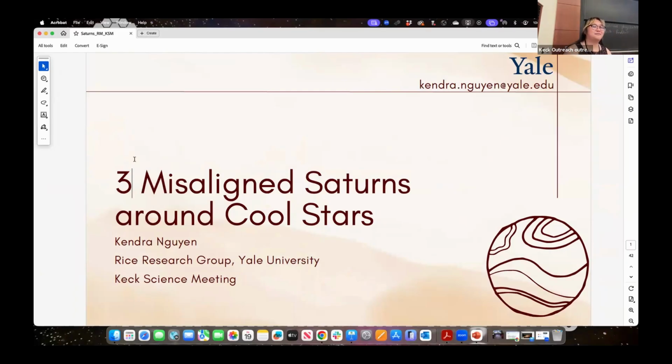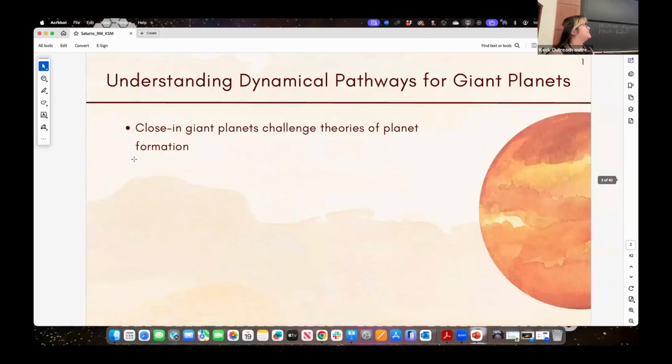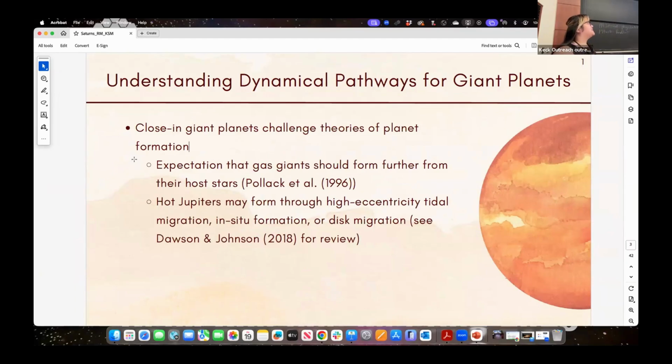I'm a graduate student at Yale, and I'm here to tell you about some misaligned Saturns. With the discovery of thousands of planets, close-in giant planets have really been challenging theories of planet formation. The core accretion model predicted that gas giants should form further from their host star in order for volatiles to accrete. However, hot Jupiters have been found with orbital periods of less than 10 days.